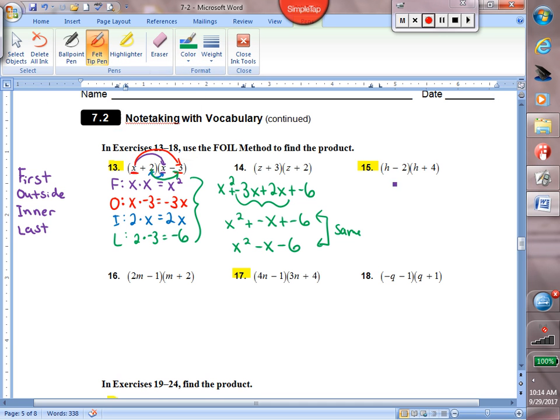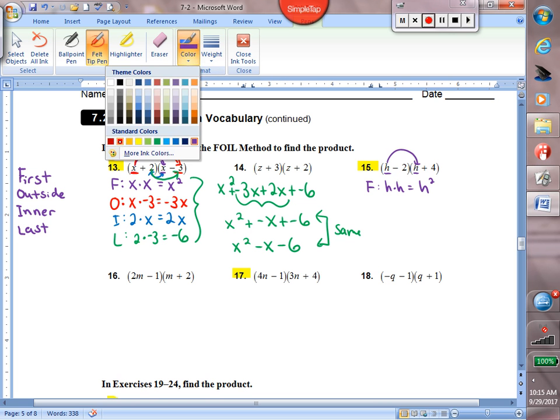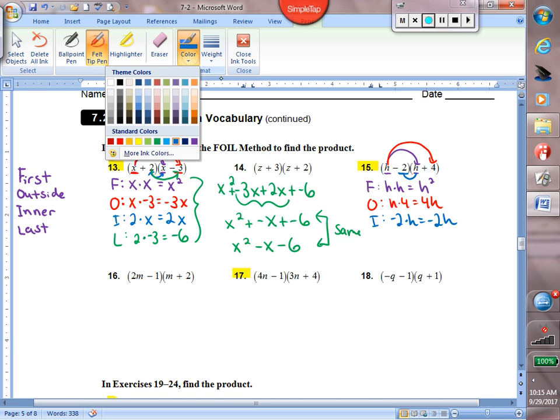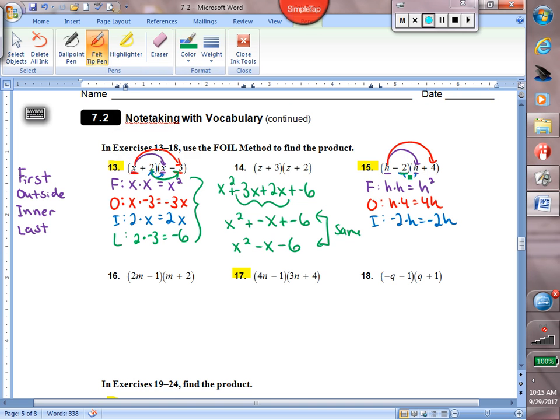We start with first, h and h. h squared. Then we go to the outermost terms, which will be the h and the 4. Then we move to the innermost terms, which will be negative 2 and h. And then we go to our last ones, which are negative 2 and 4.